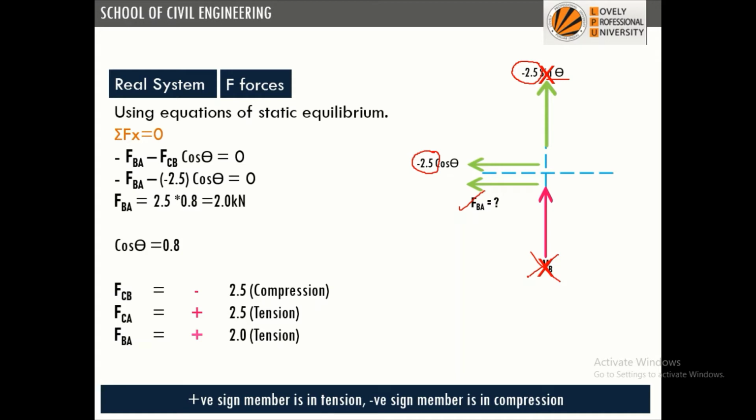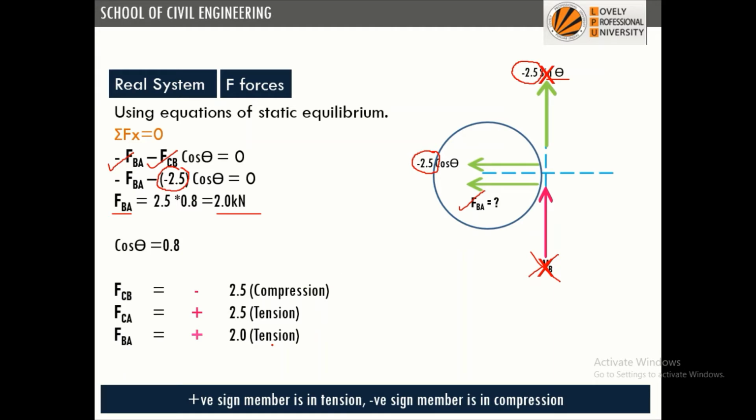We will not use sigma Fy. In place of that we will use sigma Fx is equal to 0. So considering the equilibrium of forces about the x-axis, we will get this equation. What is the equation? It is FBA, after resolving it is going to the negative side, minus FCB cos theta. But the value of FCB is minus 2.5. So when we substitute minus of minus 2.5, it will be plus. So when we solve for FBA from this equation, we will get it as 2 kilonewton with positive sign.